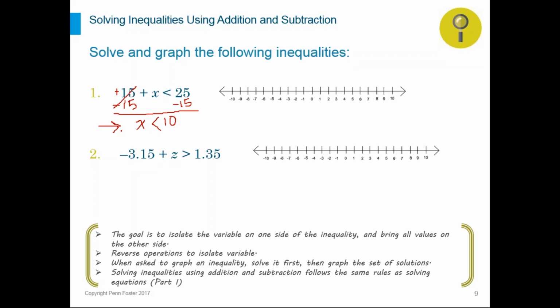How would I graph that? Well, I'm going to do the same thing. Circle the 10, do not shade in the 10 because we don't have the "or equal" sign option, and it says that x will be less than 10, so the left side of the number line is where we're going to shade, and that would represent the set of solutions of x.